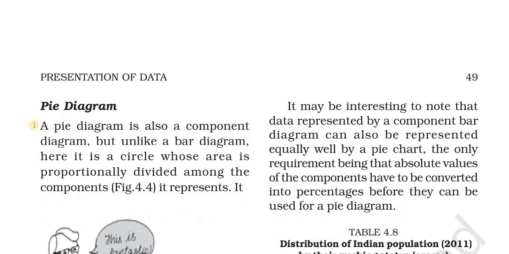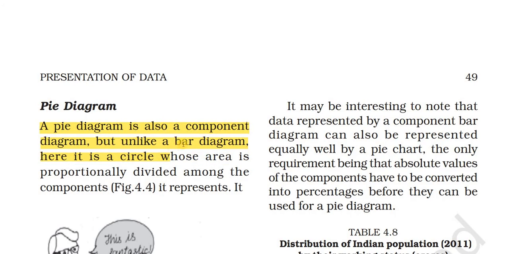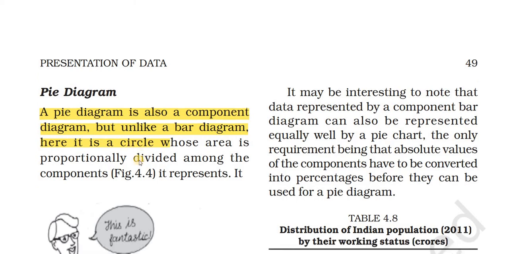Then the next one is the pie diagram. What is a pie diagram? A pie diagram is also a component diagram, like a bar diagram. It is another method of representing statistical data. A pie diagram is a chart used to represent the total with the breakup of various components. In a pie diagram, we can see the breakup of various components.